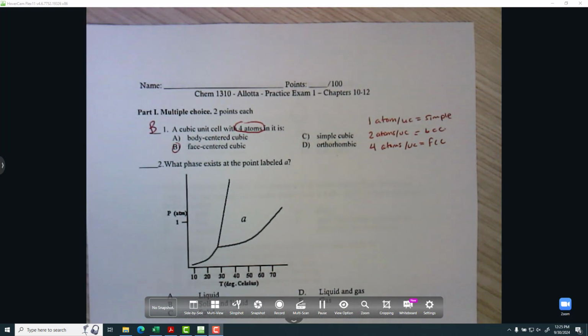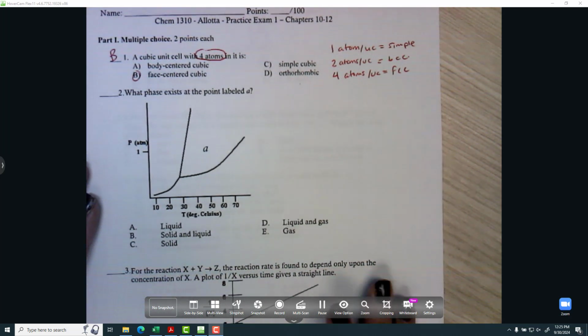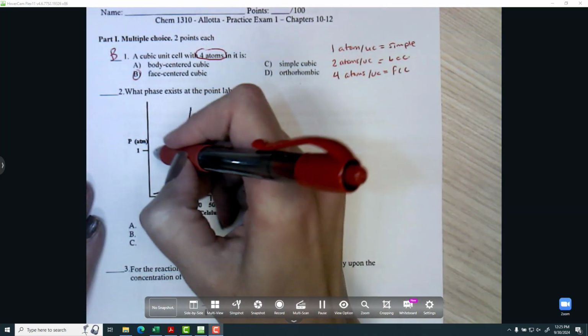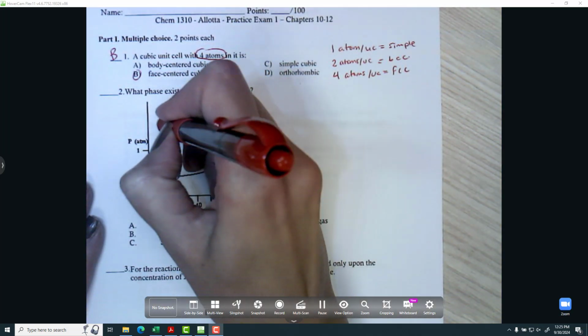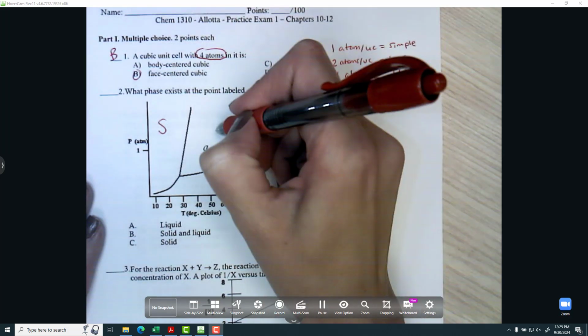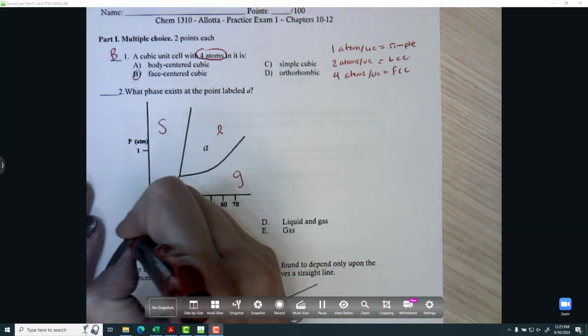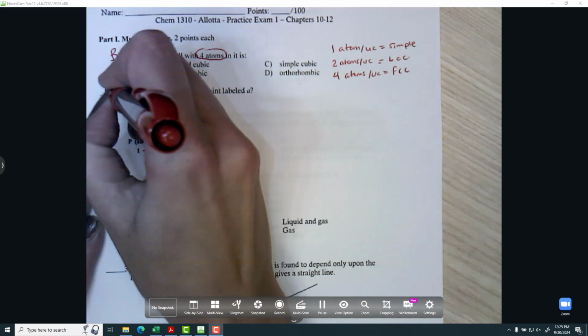For phase diagrams, I know that when I look at the low temperature, high pressure side of the graph, that would be the solids. And when I go to the high temperature, low pressure, that's gas, and in between is liquid. A is right in the middle of the liquid section.